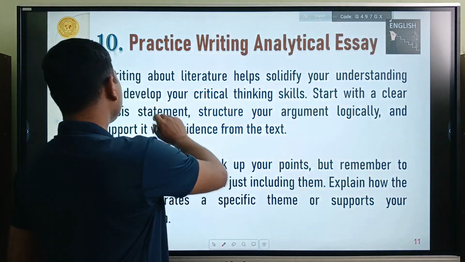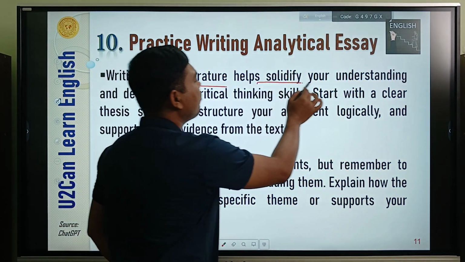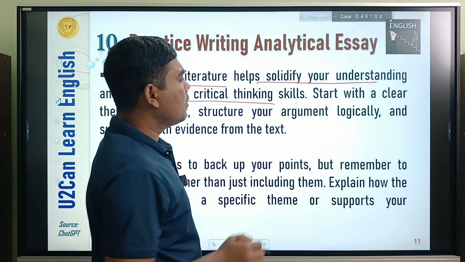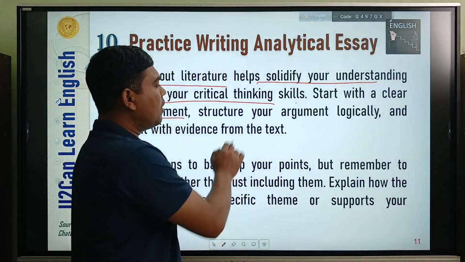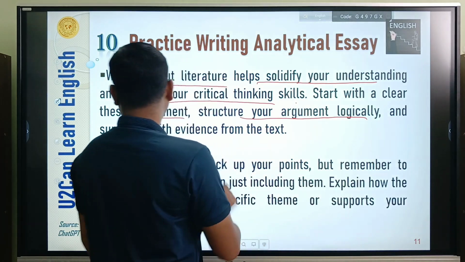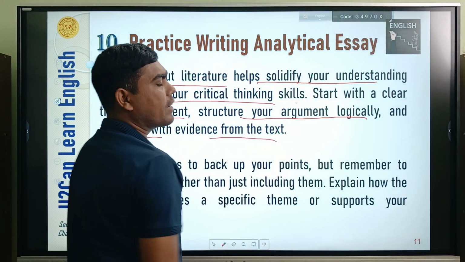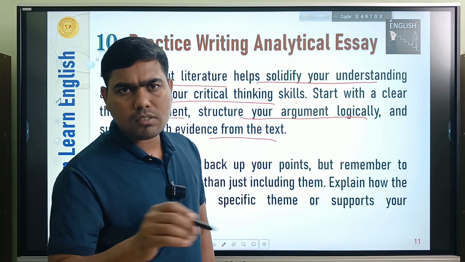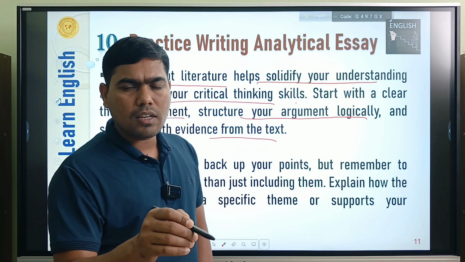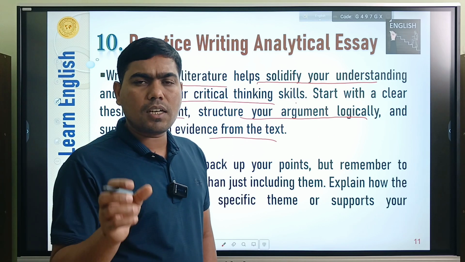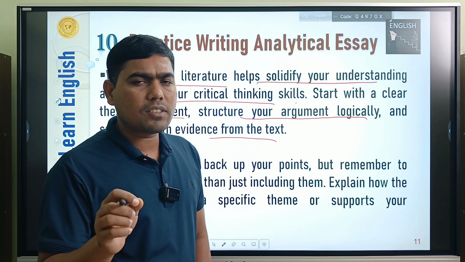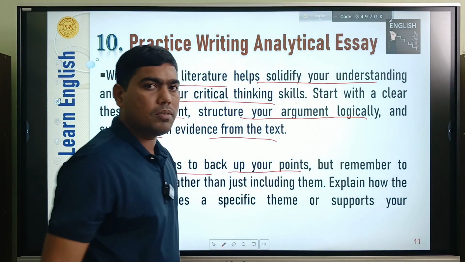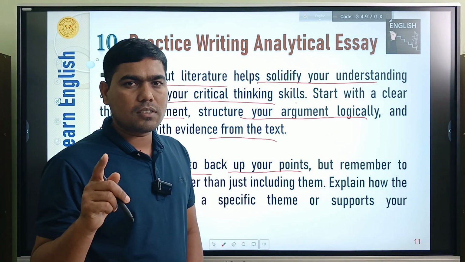It is said that writing about literature helps solidify your understanding and develop your critical thinking skills. So start with a clear thesis statement, structure your argument logically, and support it with evidence from the text. Just start writing whatever you have thought, and give support by choosing sentences or lines from the text as quotations. Use quotations to back up your points.